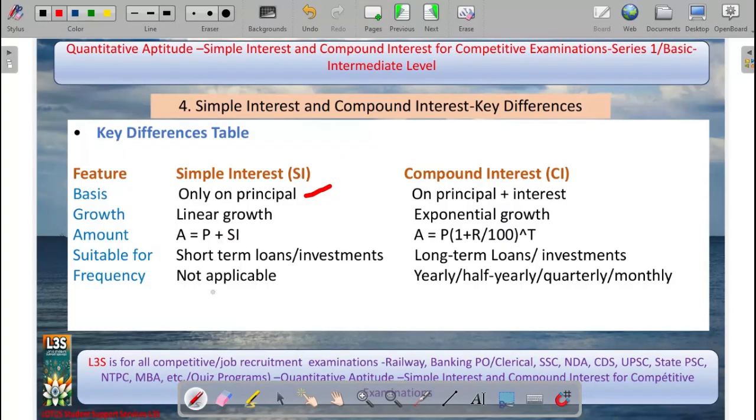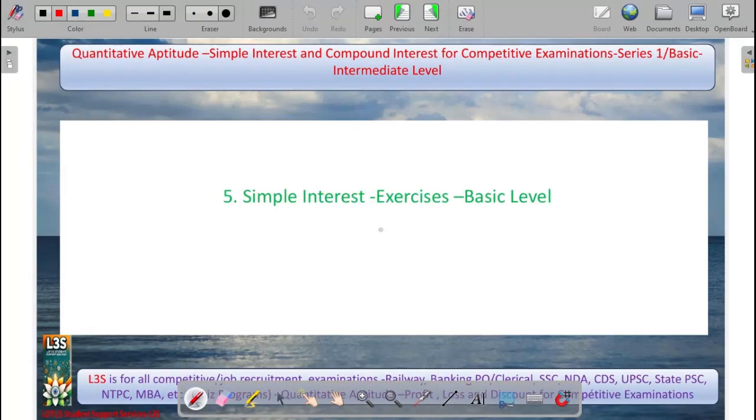Simple interest is suitable generally for short-term loans or investments. And for the long term, compound interest is used. Generally banks giving loans, or calculating on deposit money, use compound interest. For simple interest, frequency is not applicable, but compound interest is calculated on a yearly, half-yearly, quarterly, or monthly basis. Now we'll discuss some simple interest exercises, and these exercises are of basic level.